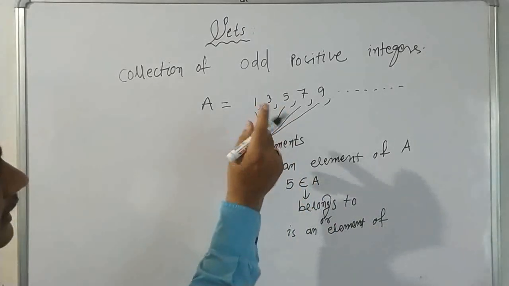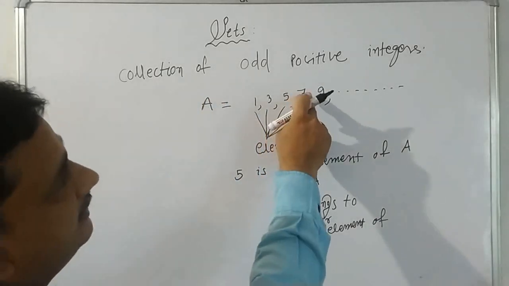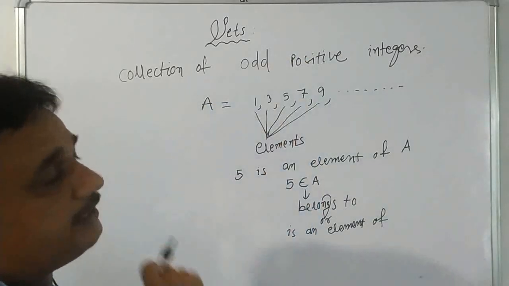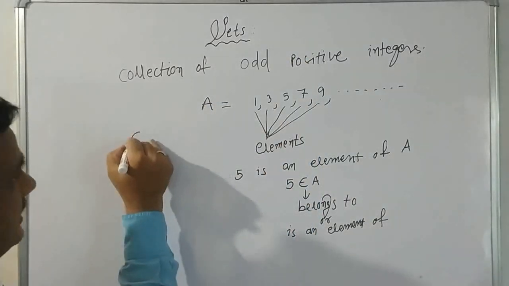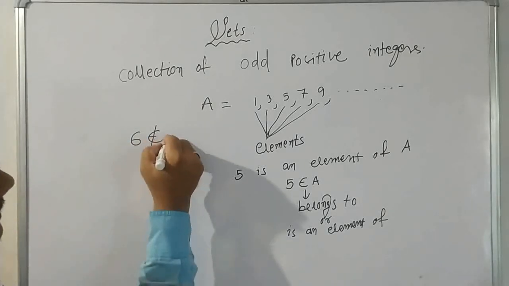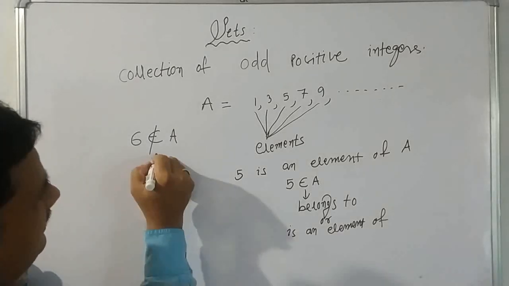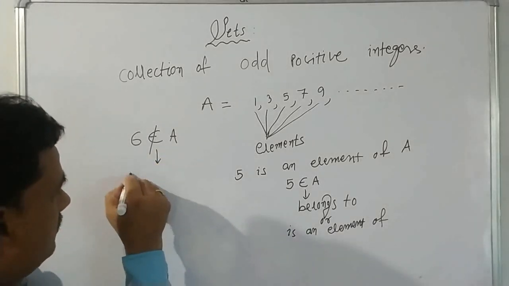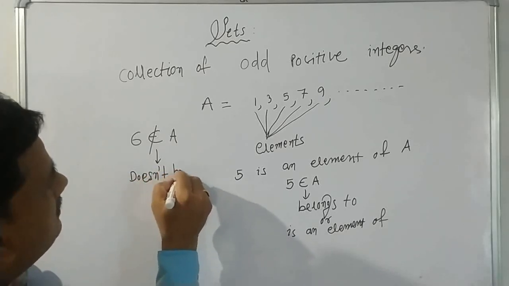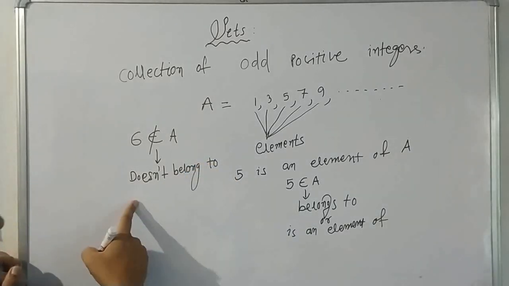Here, can 6 be an element of this A? No, because 6 is an even number. So symbolically you can write that like this. And this symbol denotes does not belong to.